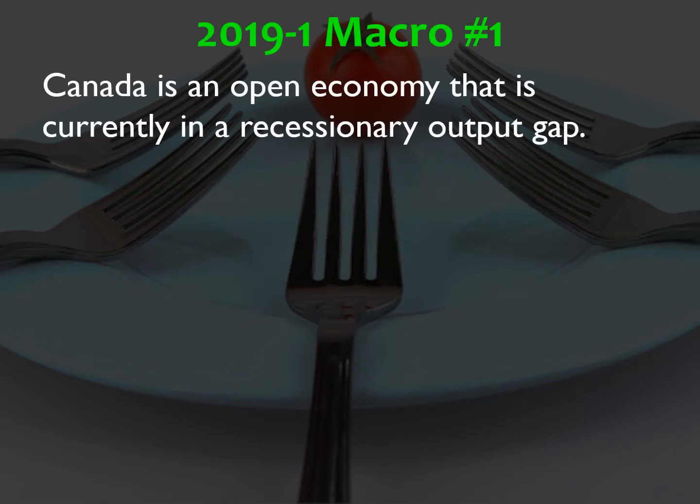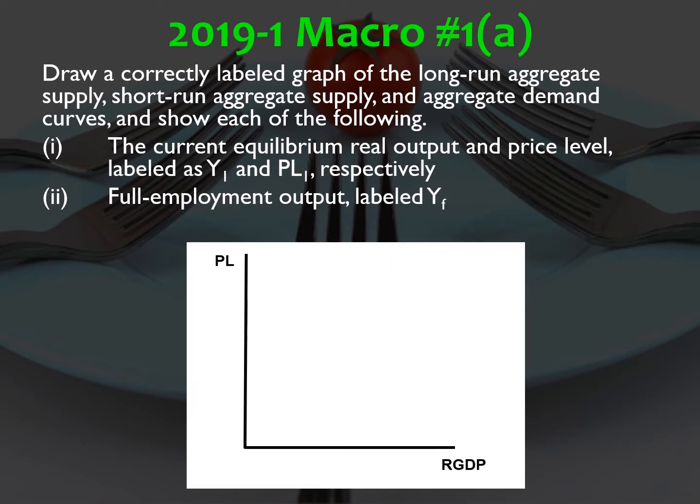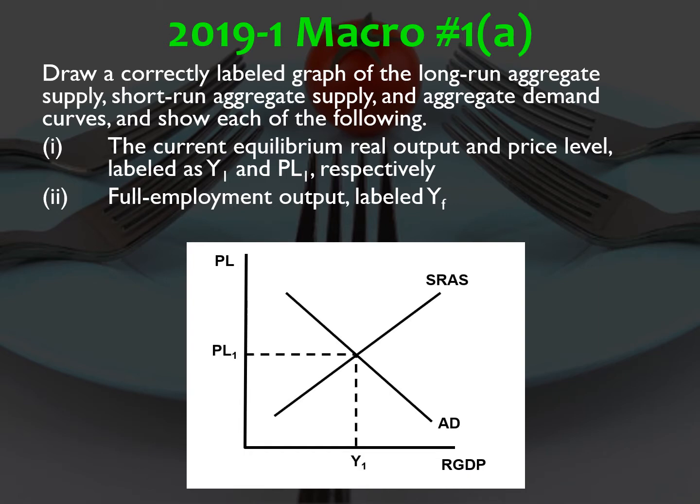So number one, Canada is an open economy that is currently in a recessionary output gap. We are asked to draw essentially an aggregate demand, aggregate supply graph, and you can see the labels as required. So x-axis real GDP, y-axis price level, AD intersects SRAS at Y1 with a price level of PL1 because there's a recessionary gap. LRAS is to the right of short run equilibrium, so YF is to the right of Y1, and that indicates the recessionary gap.